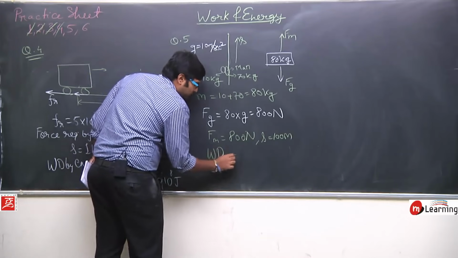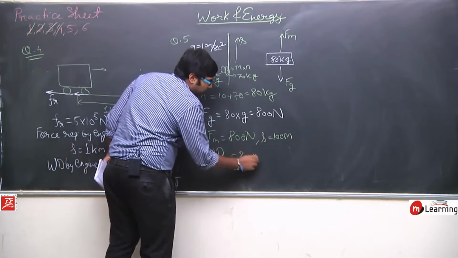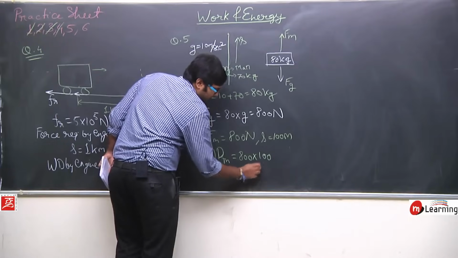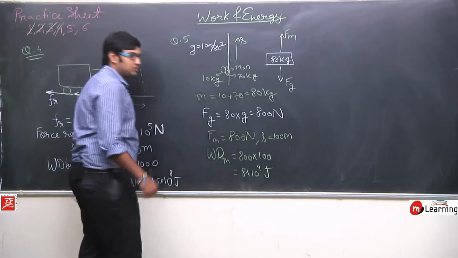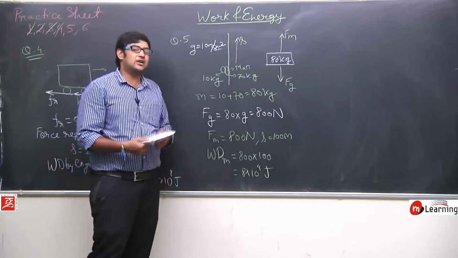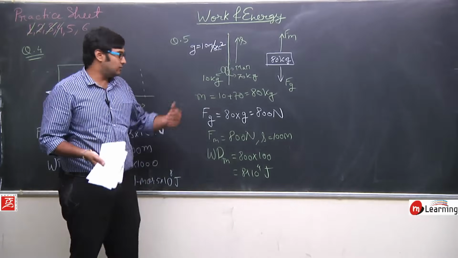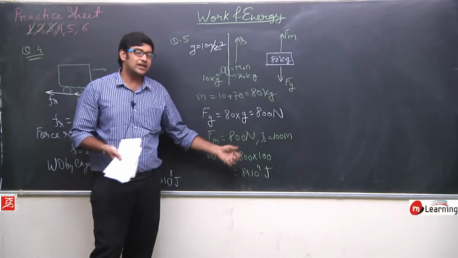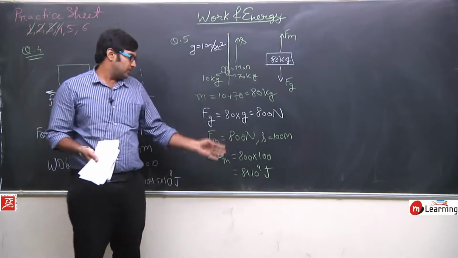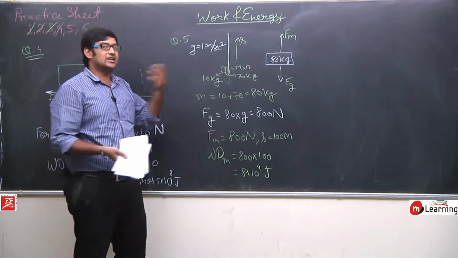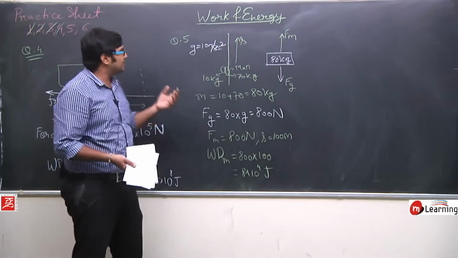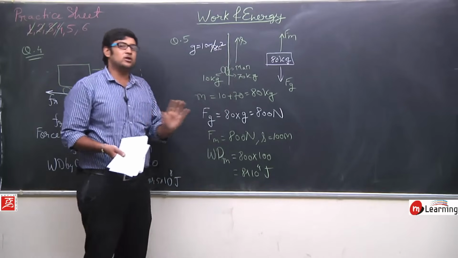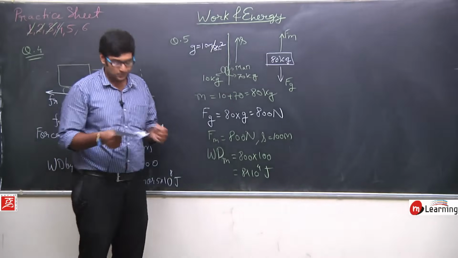work done by man would be force into displacement, that is 100. This will give you 8 into 10 to the power 4 joules. If the question is such that we have to calculate the work done by gravitational force, in that case we would have a negative answer, that is minus 8 into 10 to the power 4 joules. But right now we need to calculate the work done by man. So this would be 8 into 10 to the power 4 joules. That is a positive value.